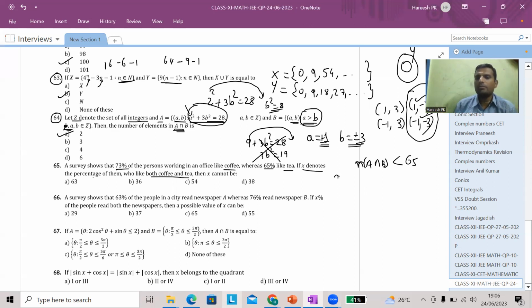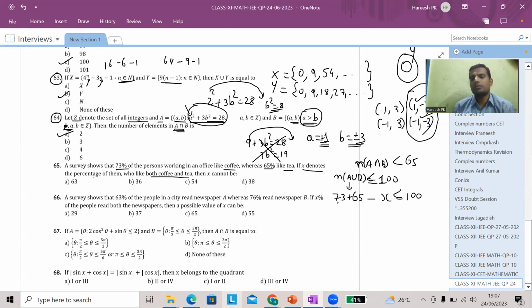And to find the minimum, we use N of A union B formula. N of A union B should be less than equal to 100. Why less than equal to 100? Because there can be some people who don't like coffee, don't like tea. Okay. So N of A union B is less than 100. And N of A union B you substitute N of A plus N of B minus N of A intersection B.